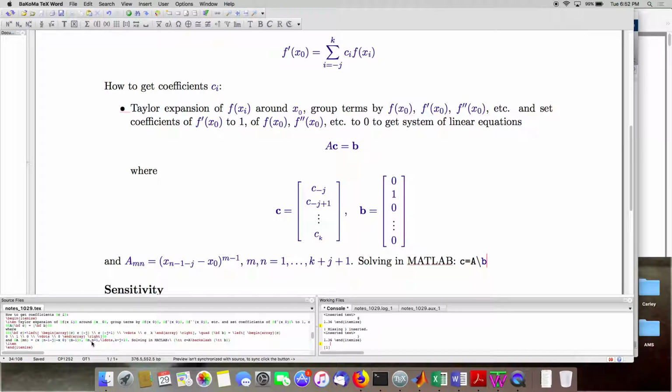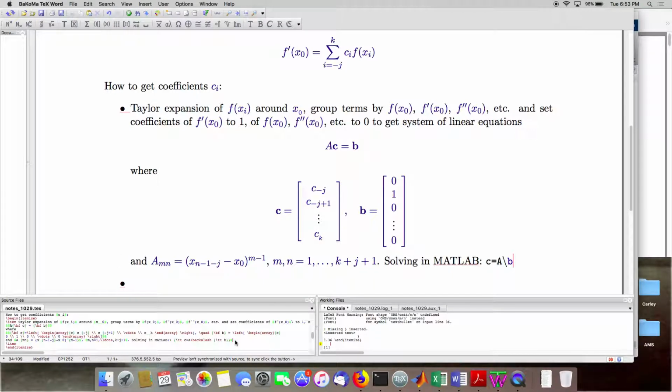Something's wrong with my LaTeX here. I can't exactly tell what it is. Okay. I'll deal with that later.